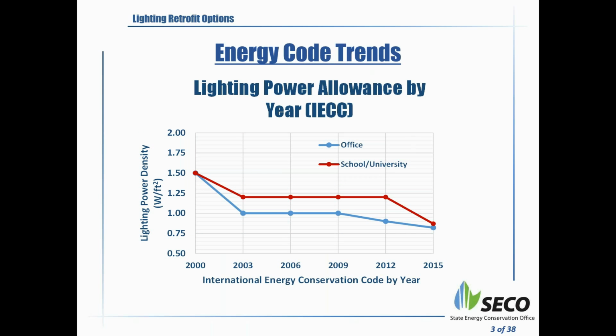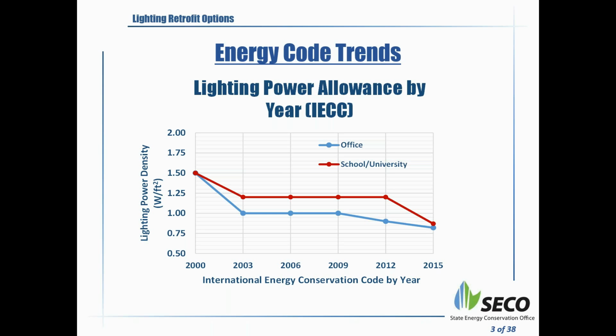Before we go too much into it, I just wanted to give you all an overview of the energy code trends and how it has impacted the lighting portion of it. One of the things that you have to do when you're designing new schools or offices or any other buildings is look at the energy code and at what lighting power density they allow you, and you have to design within that lighting power density.